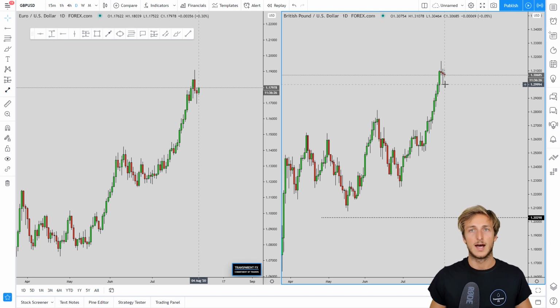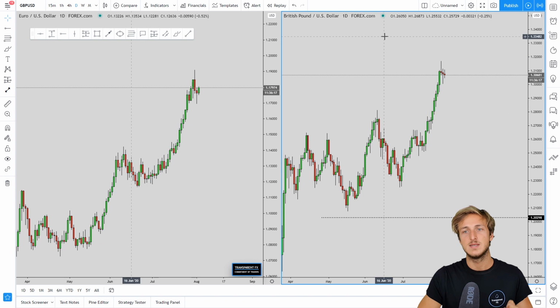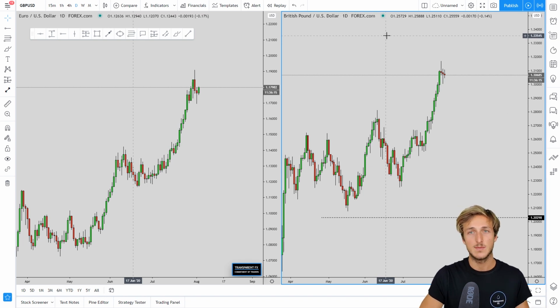Now that you know how to understand if two pairs are correlated, what do you actually do with this information? Why did I speak about correlation in the first place? Because I see many people that take the same trades on correlated pairs or even opposite trades, okay? And they're not hedging. They simply don't know that the pairs are correlated. But now you know how to identify if two pairs are correlated.